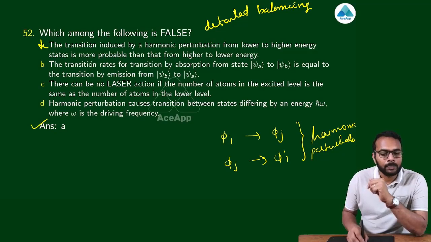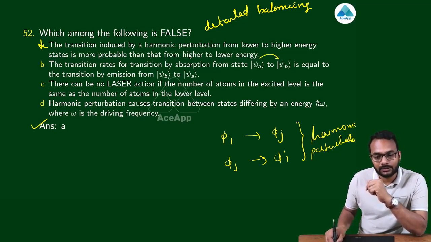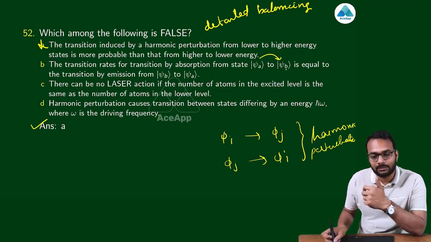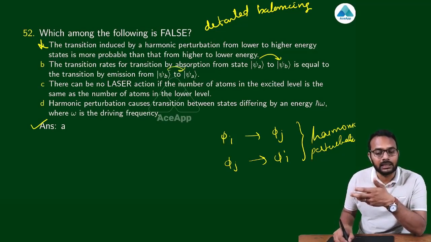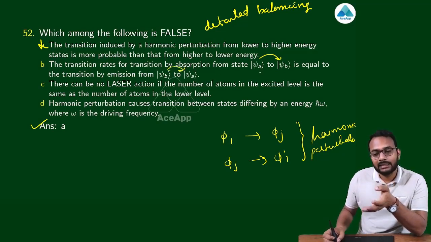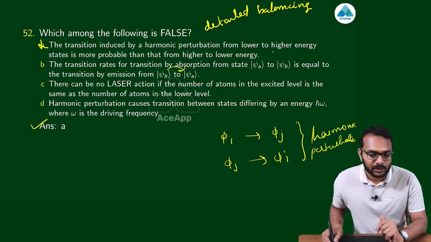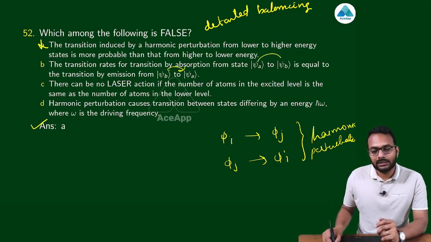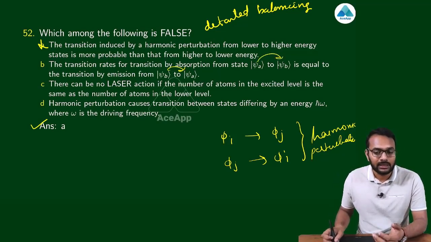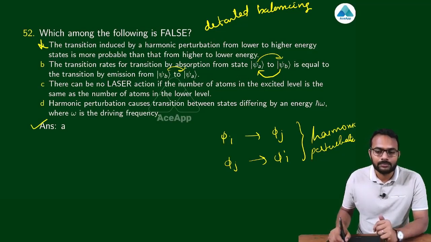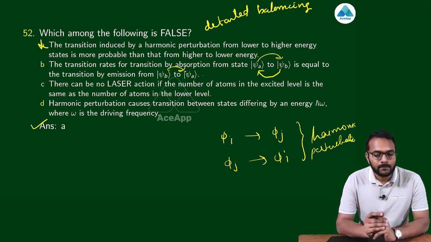It will be helpful. The transition rate for transition by absorption from state psi a to psi b, absorption കാരണം psi a യിൽ നിന്ന് psi b യിലേക്ക് പോകാനുള്ള probability, is equal to the transition by emission from psi b to psi a. ഓക്കെ, അതായത് ലോവർ എനർജിയിൽ നിന്ന് ഹയർ എനർജിയിലേക്ക് പോകണമെങ്കിൽ അബ്സോർപ്ഷൻ നടക്കണം. It's equal to the probability to go from psi b to psi a via emission under harmonic perturbation. ഓക്കെ, ഇത് principle of detailed balancing ഓൾ ഓവർ എഗെയിൻ.